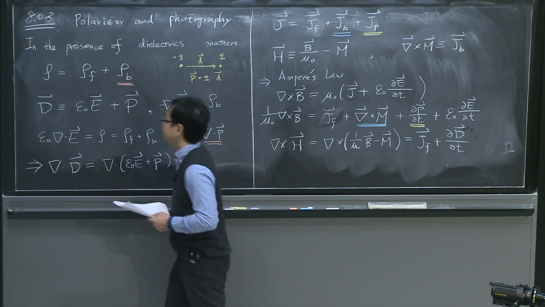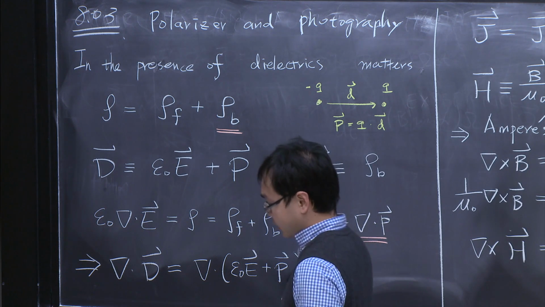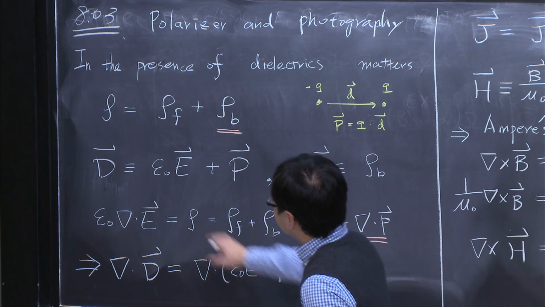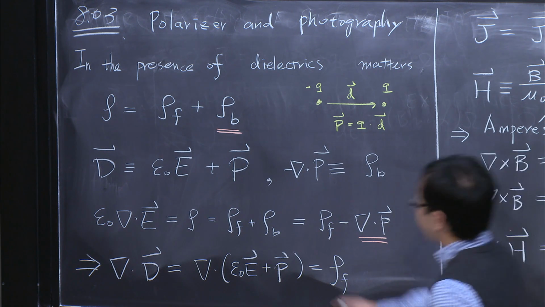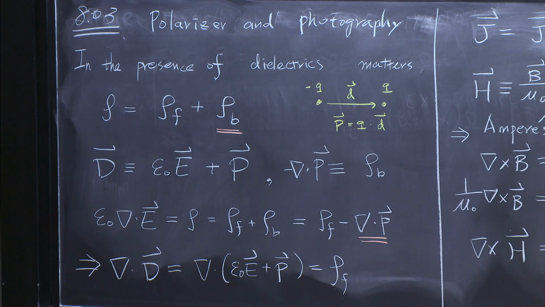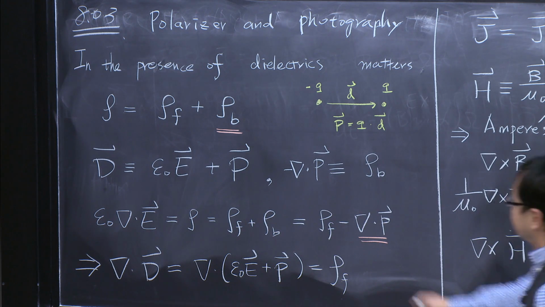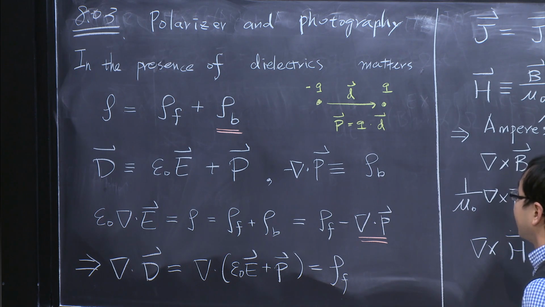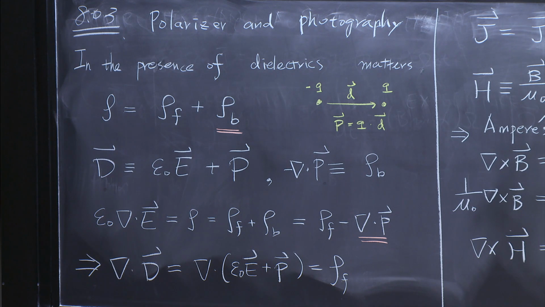So I can now define a D field. This D field is the so-called electric displacement field. It's defined as epsilon 0 times the E field plus a P vector, which is the polarization vector, where this P vector is defined in the following way: minus divergence of the P vector is equal to the bound charge density, rho B.